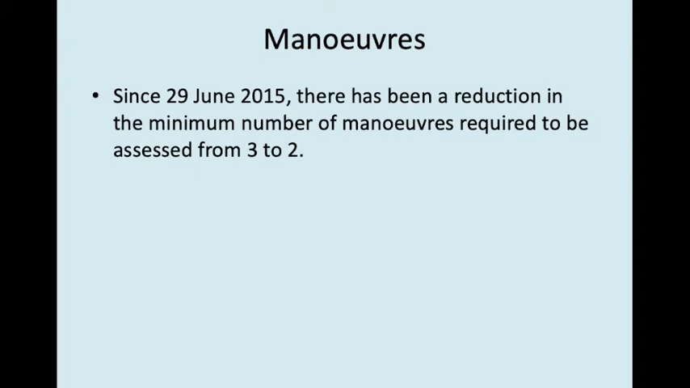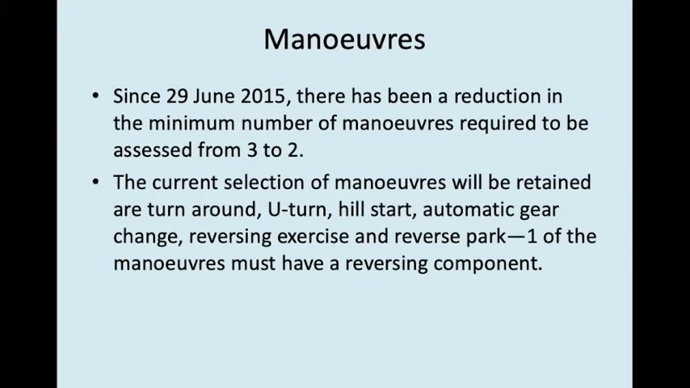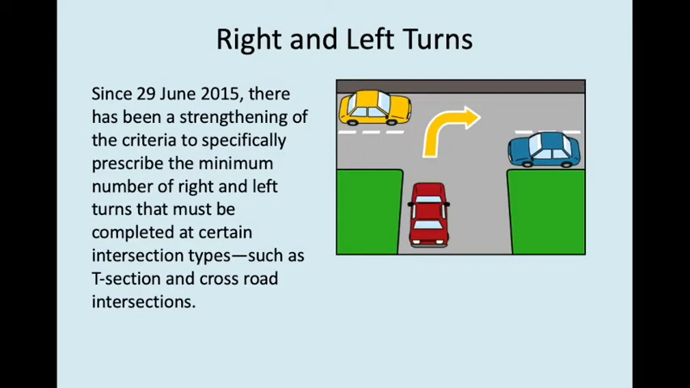Maneuvers. Since 29 June 2015, there has been a reduction in the minimum number of maneuvers required to be assessed from 3 down to 2. The current selection of maneuvers that will be retained are as follows: the turnaround, U-turn, hill start, automatic gear change, reversing exercise and reverse park. One of the maneuvers must have a reversing component.